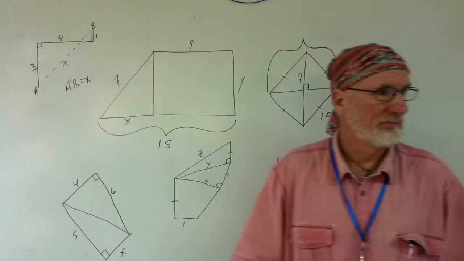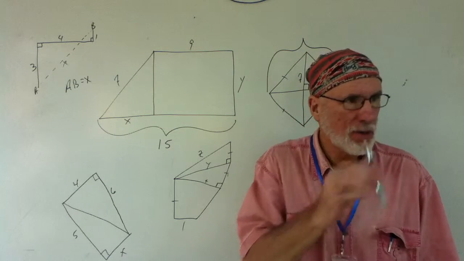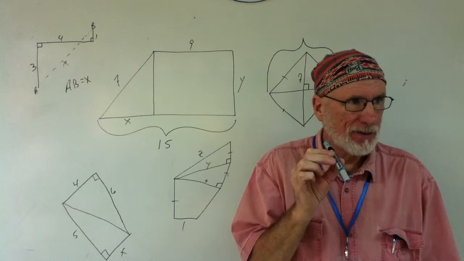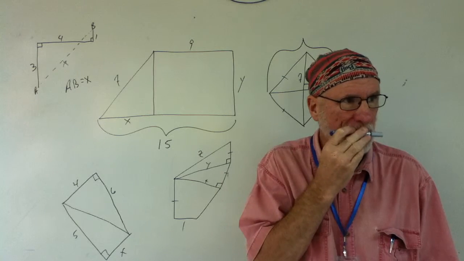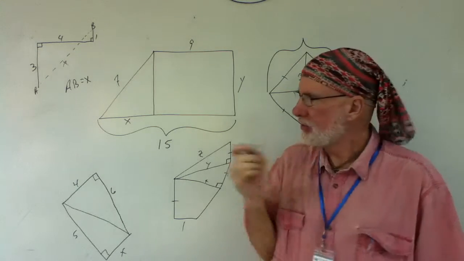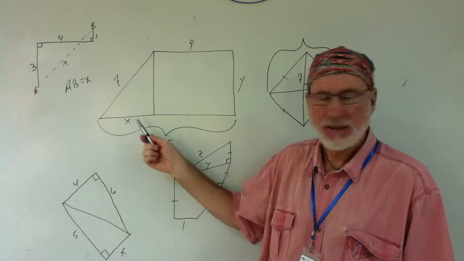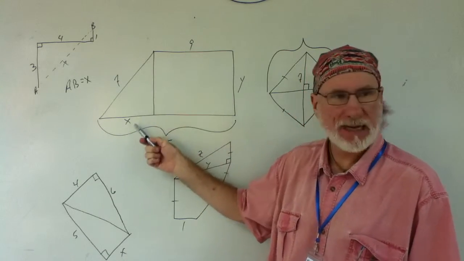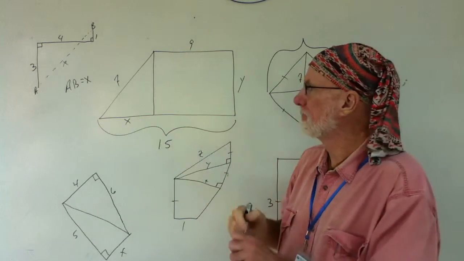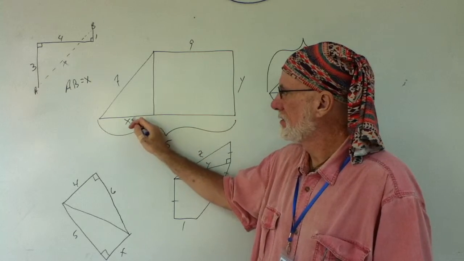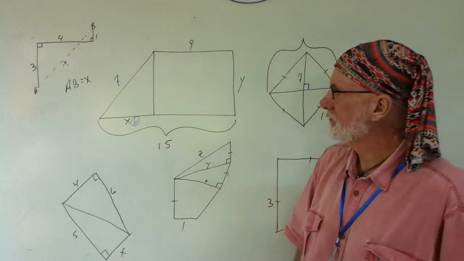It'll be 6. What's 15 minus 9? Erica, how you doing? Do you see that that's 6? If this is 15 and that's 9, that's got to be 6. You see that? All right, good. So that's 6. Okay, anyone else?